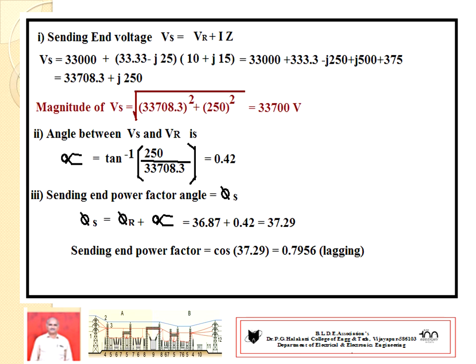Once alpha comes, then from the vector diagram it is clear that the angle between Vs and I should be equal to phi r plus alpha. So it becomes 37.29. Sending end power factor is cos of this value. So finally it becomes 0.79.